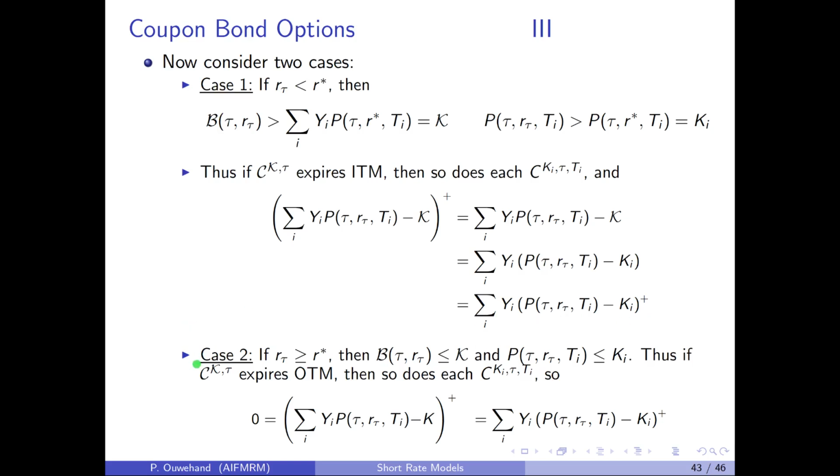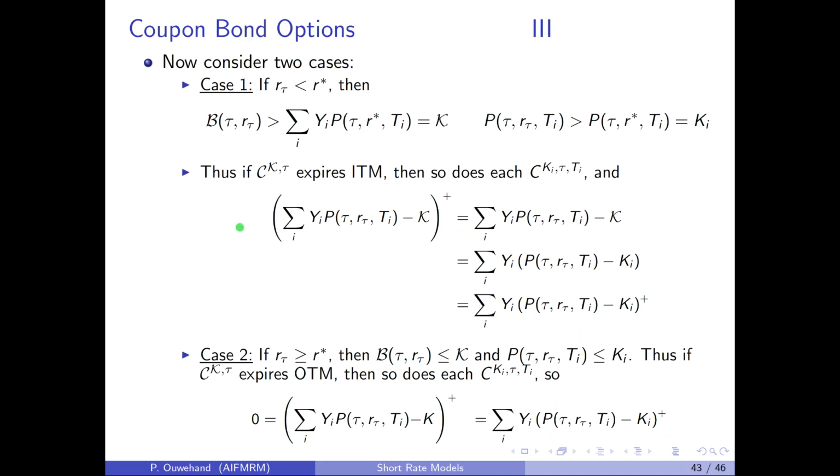The second case is if the short rate that we observe at time tau is greater than or equal to the critical value. In that case, the coupon bond price is less than K, i.e. the coupon bond option expires out of the money. Similarly, the value of each of the zero coupon bond prices that we observe is less than or equal to K_i, and so each of the zero coupon bond options expires out of the money as well. And thus the coupon bond option has a value of 0, as does each of the options on the zero coupon bonds.